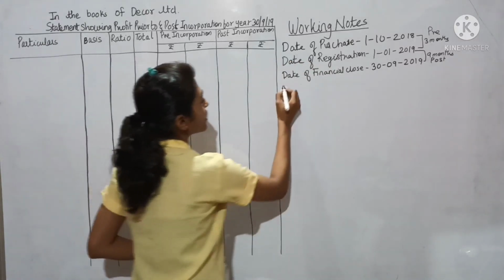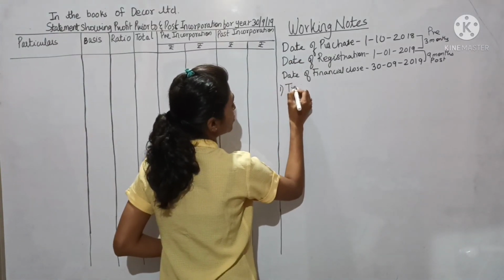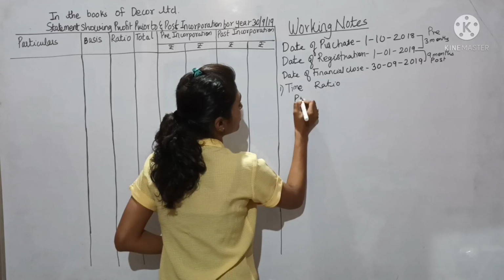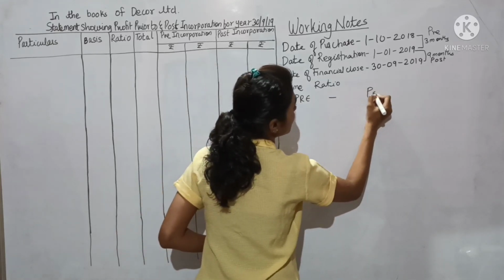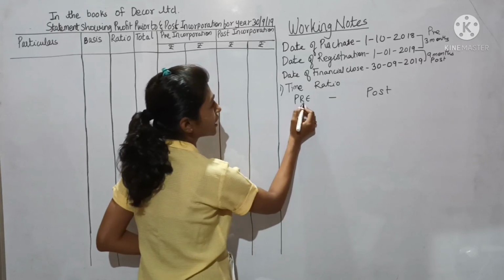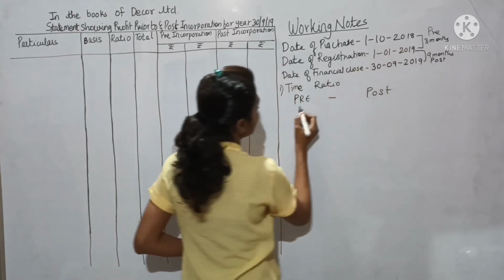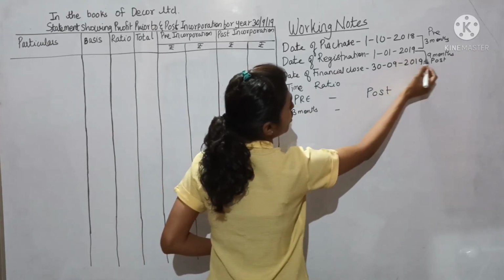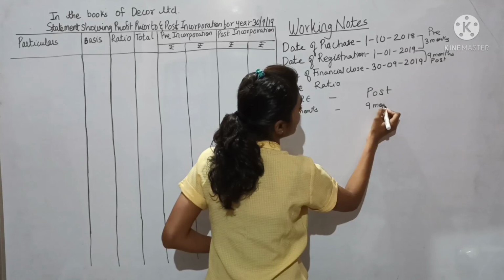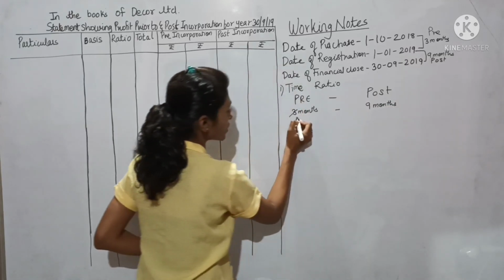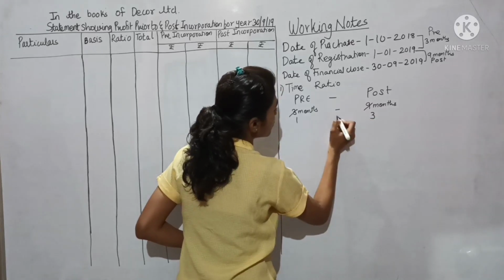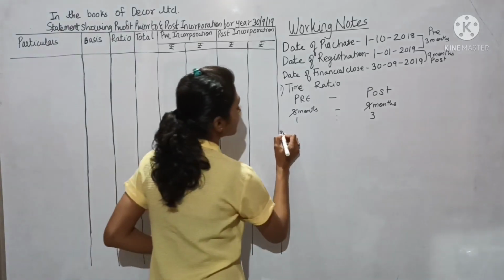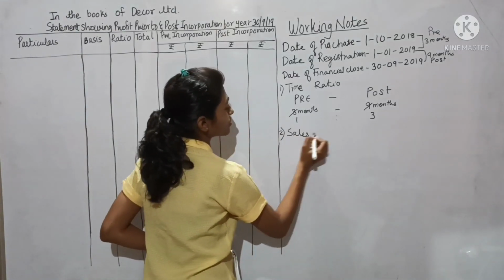So now next we have to find time ratio. Time ratio, so pre-incorporation and post-incorporation. In pre-incorporation, that is 3 months. And in post-incorporation, how many months are there? 9 months. So 3 ones are 3, 3 threes are 9. So we got time ratio as 1:3. Next we have to find sales ratio.